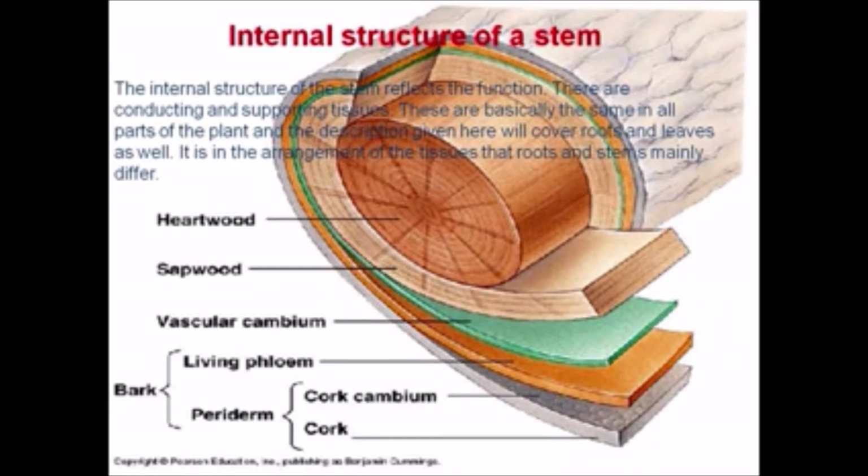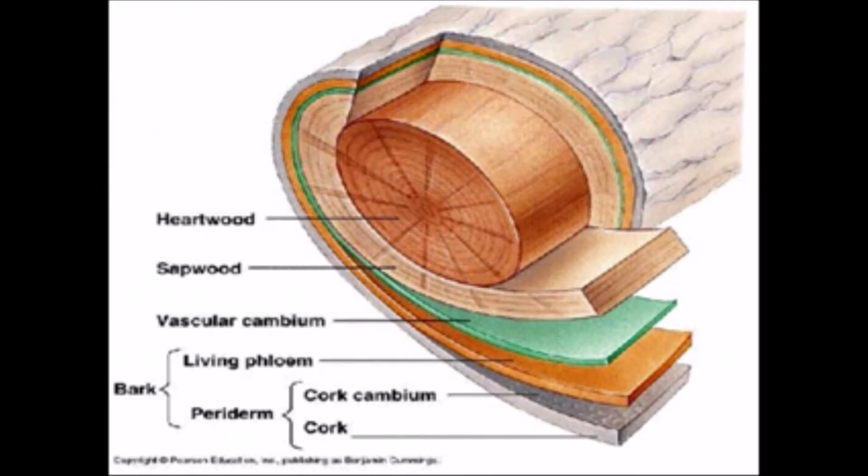Internal structure of a stem. The internal structure of the stem reflects the functions. There are conducting and supporting tissues. These are basically the same in all parts of the plant, and the description given here will cover roots and leaves as well. It is the arrangement of the tissues that roots and stems mainly differ. You can find out here.